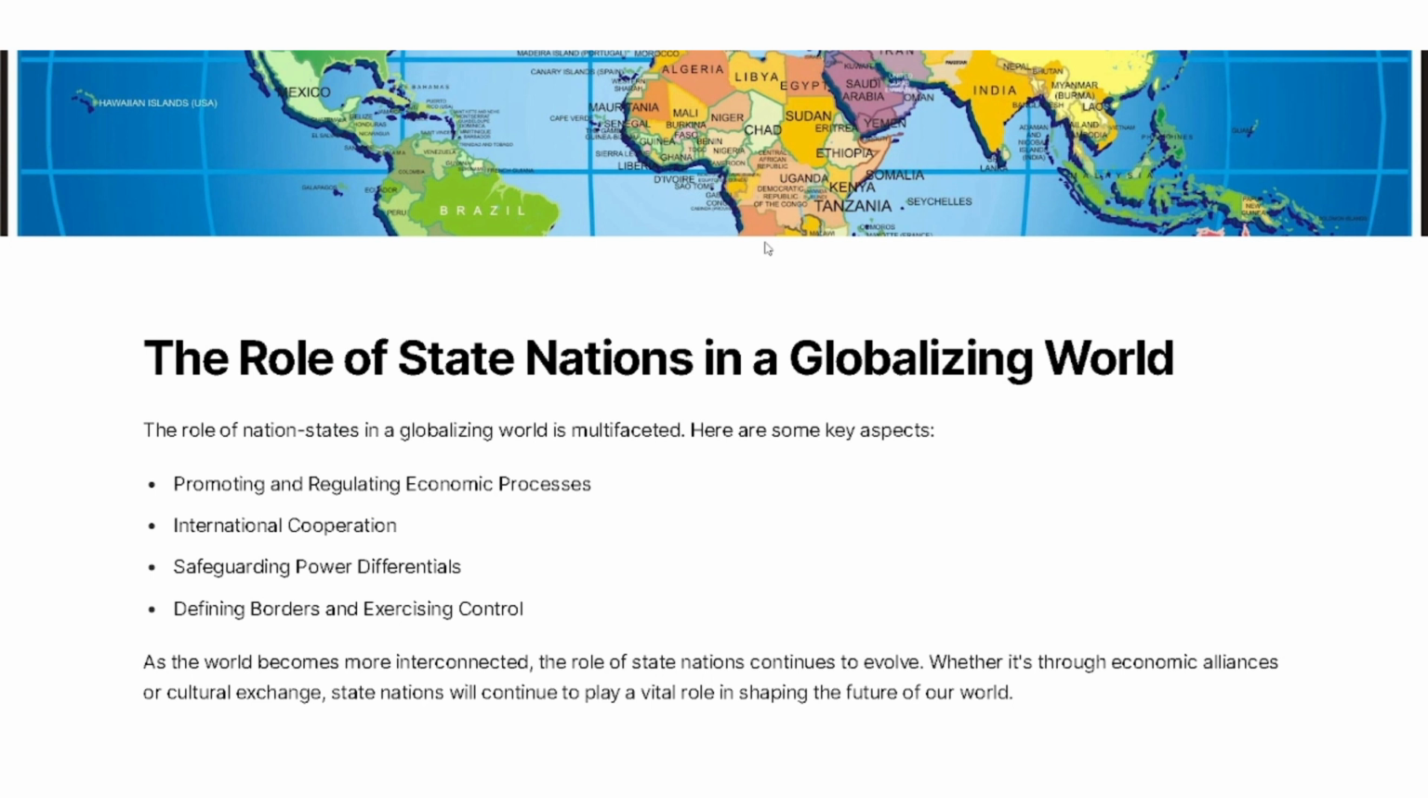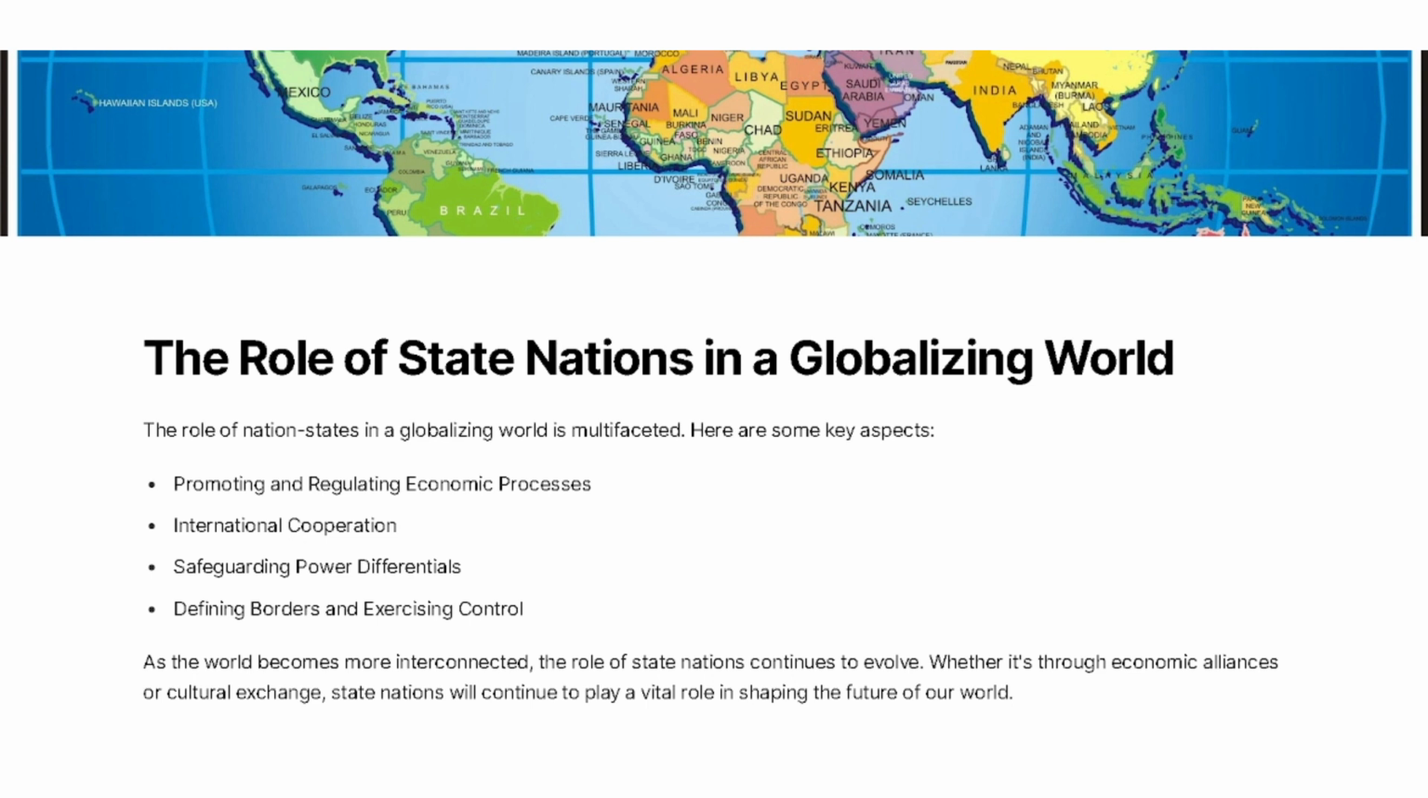The role of state nation in a globalizing world. The role of a state nation in a globalizing world is multifaceted. Here are some key aspects. They promote and regulate economic processes. There is international cooperation, there are international agreements, international economic or trade agreements, or military agreements, or air or naval agreements between states.